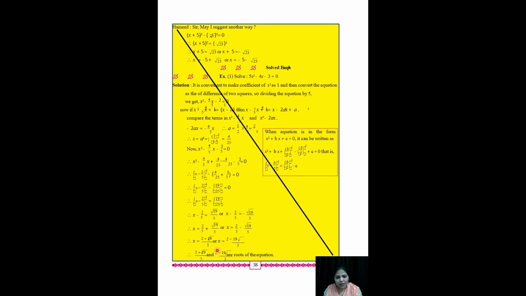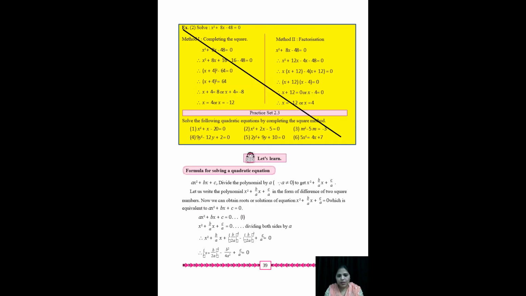Page number 38. The whole page again you have to cancel. Page 39, Example 2, the second example, that too you have to cancel. All of this is based on exercise 2.3, that is the completing square method. So this practice set 2.3 is also not there. All the 6 sums are being cancelled. Okay. Mark them.